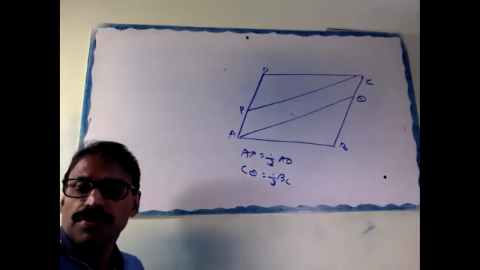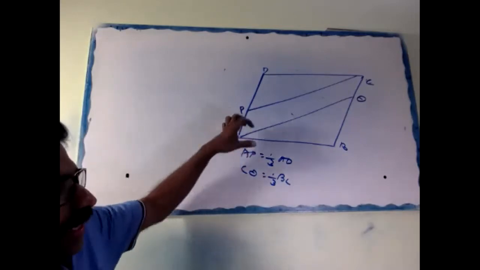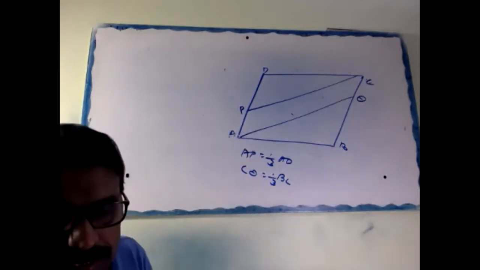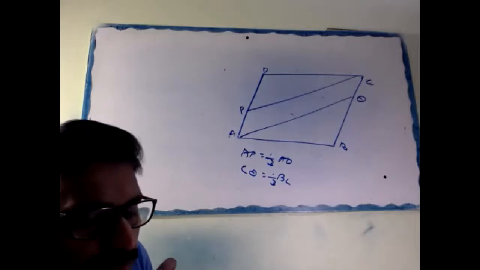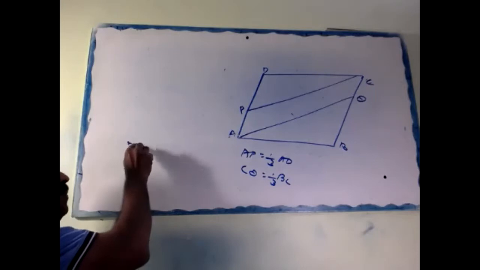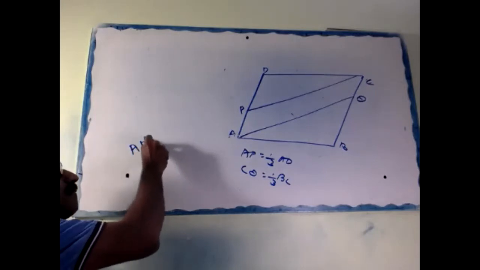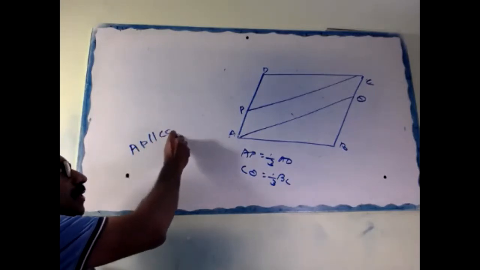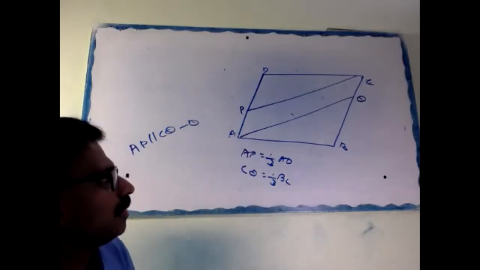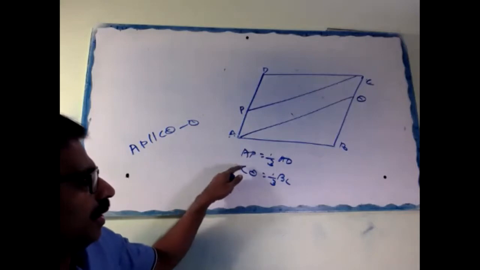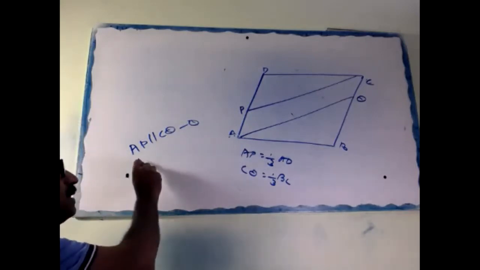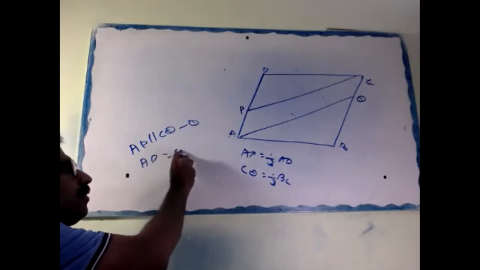Yeah, try now. Look at here. AD, listen, I'll give the note. AD parallel to BC. Therefore, AP parallel to CQ. Number one. AD equal to BC. Then 1 by 3 AD equal to 1 by 3 BC. That means AP equal to CQ.